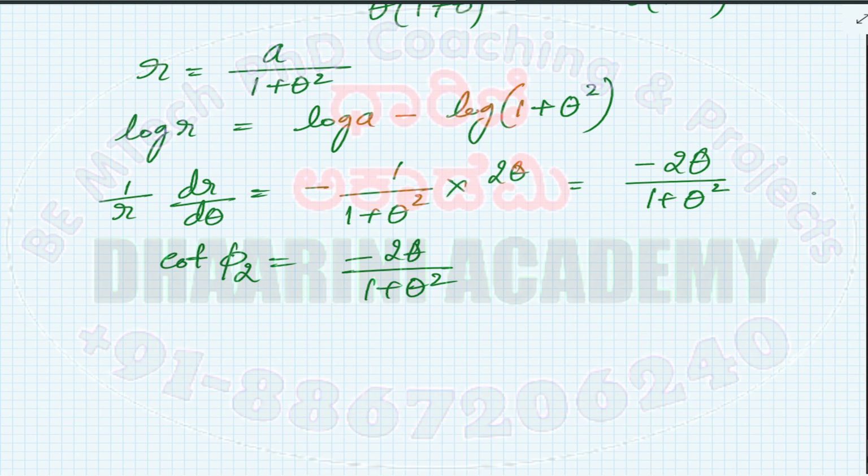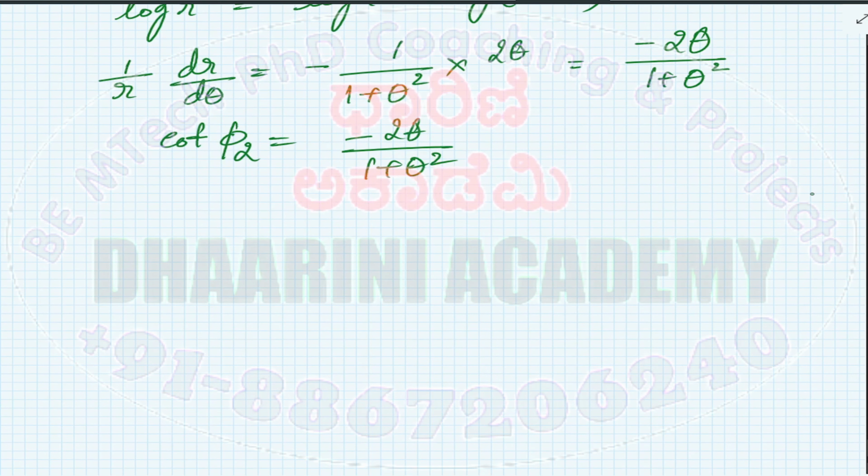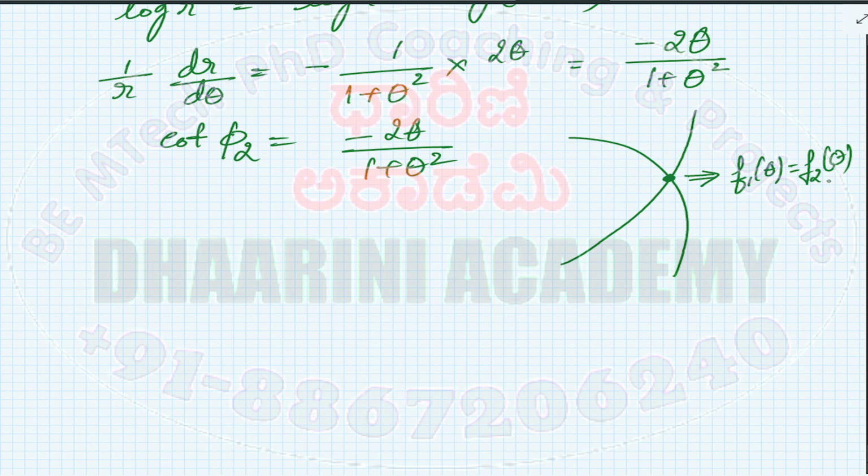So what I do, at the point of intersection, both the curves are same. This is the first curve. Let's say this is the second curve. At this point, right here, f1 of theta, that is r equal to f1 of theta, becomes equal to f2 of theta, correct? Because it's the same point. So first curve and the second curve meet means both of them are equal at that point, right?